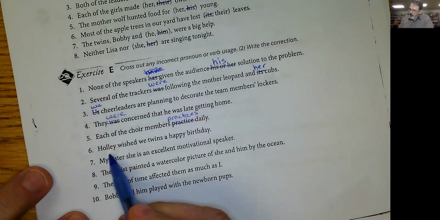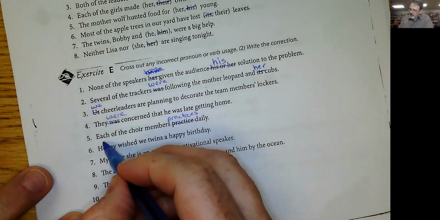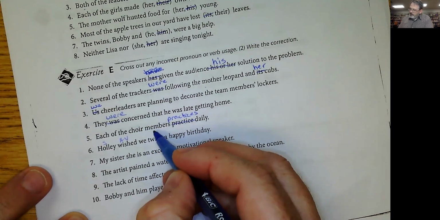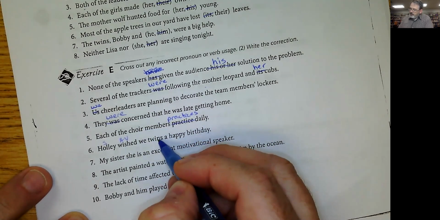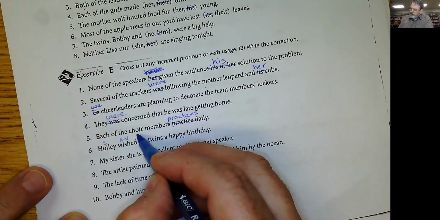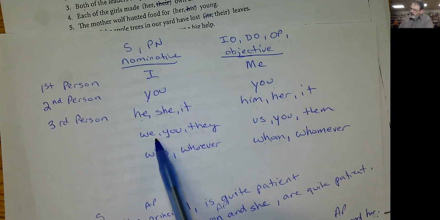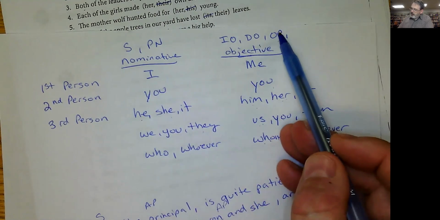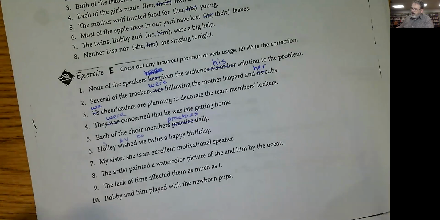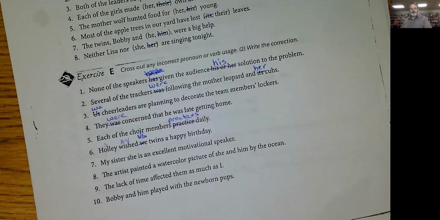Okay. Holly wished we twins a happy birthday. Holly's the subject, wished is the action verb. Twins, well, we, and then twins is the appositive of we. But we, because it's an action verb, should be a direct object. But we is a nominative case pronoun. Direct objects are supposed to be objective, so we should have used us instead. So let's cross we out and say us there.